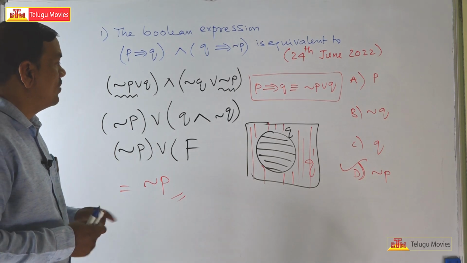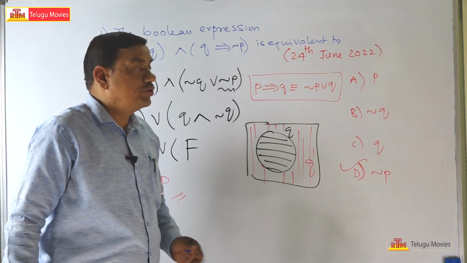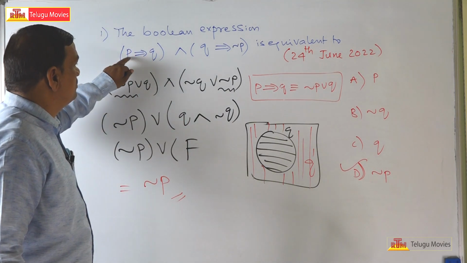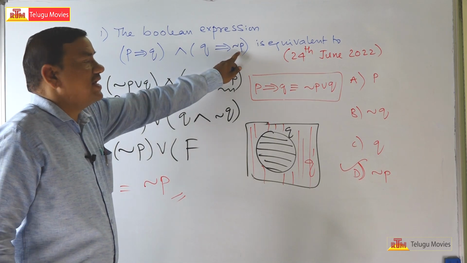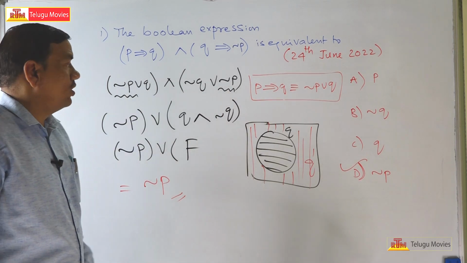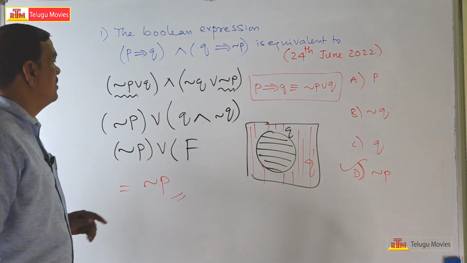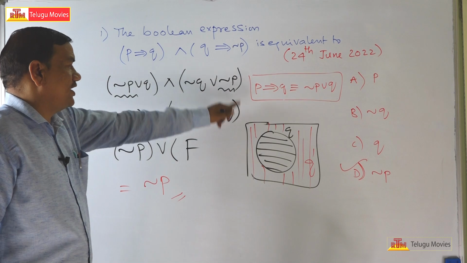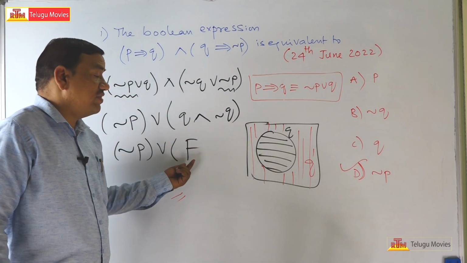Understand this. The only thing is P implies Q is negation P or Q. That is the formula for that. P implies Q is negation P or Q, and Q implies negation P means negation Q or negation P. Here from this I have taken negation P outside, negation P or Q, and negation P or negation Q. I have applied De Morgan's laws. Q and negation Q is always a null set.